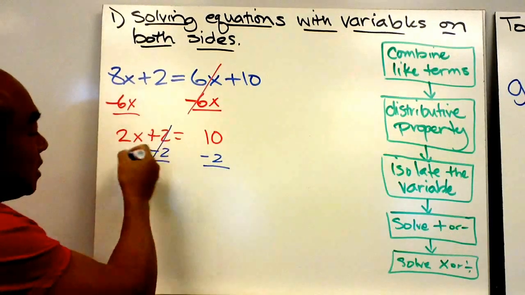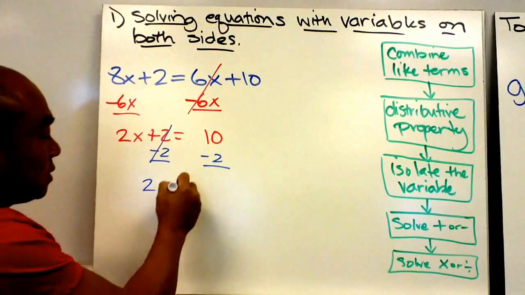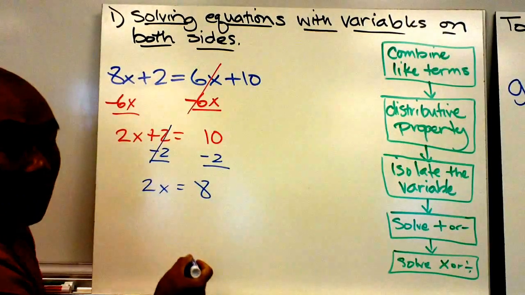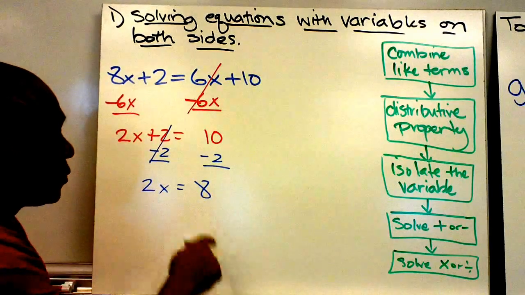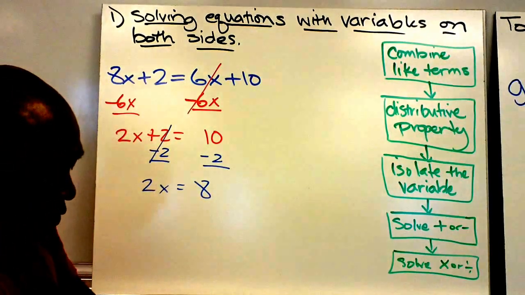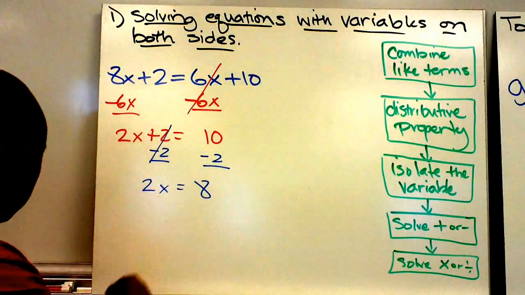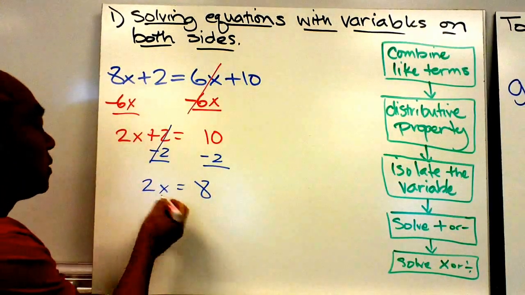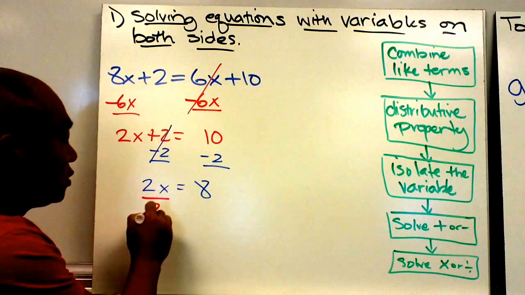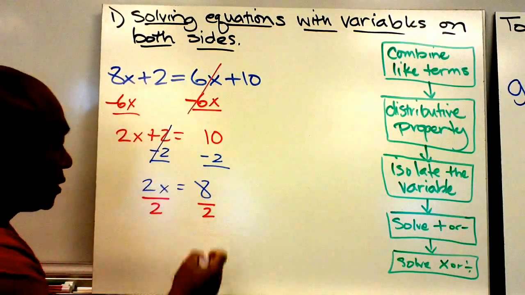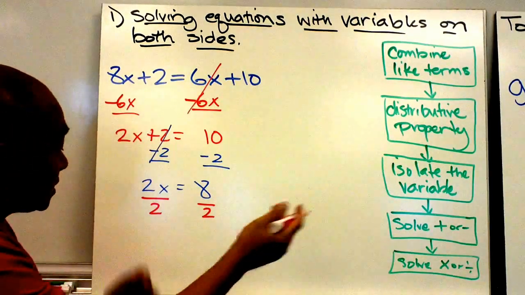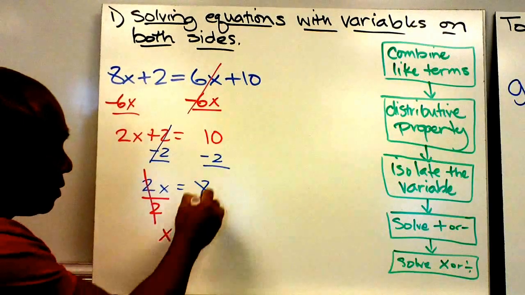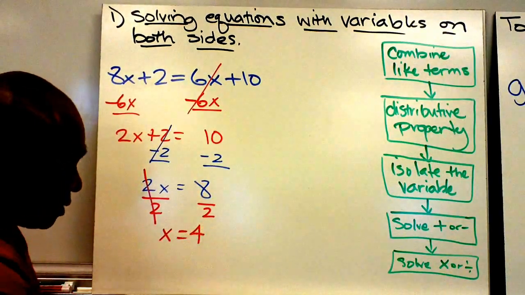So all I have left here is 2x is equal to 10 minus 2, which is going to give me 8. And that's going to give me a one-step equation. At this point here, I'm going to solve for either multiplication or division. Since it's a multiplying question right now, I'm going to undo multiplying by doing the inverse of it, by dividing by 2. Divided by 2 on both sides, again, keeping things balanced. I now have 1 times x is equal to x. 8 divided by 2 is equal to 4.